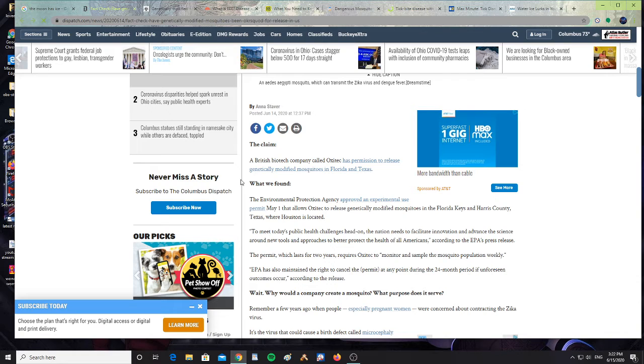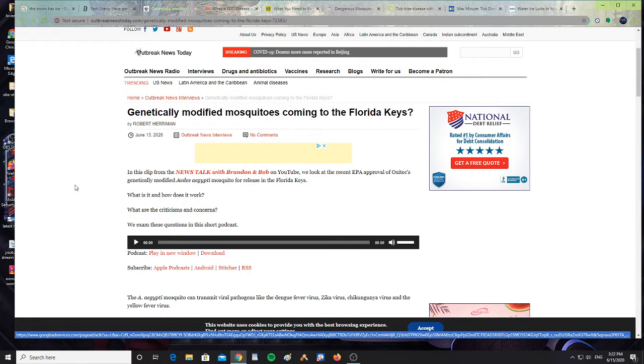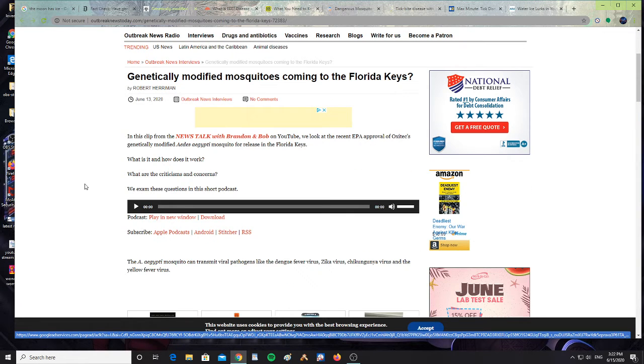The permit will last for 2 years and requires Oxitec to monitor and sample the mosquito population weekly. EPA has also maintained the right to cancel the permit at any point during the 24-month period if unforeseen outcomes occur. So they have the right to release genetically modified mosquitoes, which is not a good sign for me. Genetically modified mosquitoes come into the Florida Keys. Apparently, they have released modified mosquitoes. And here we go. It says, remain vigilant.